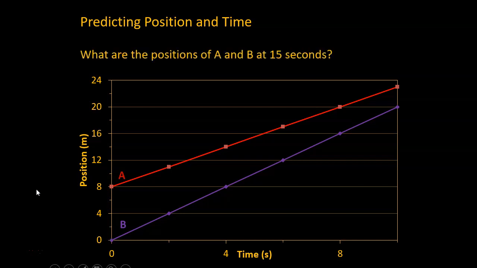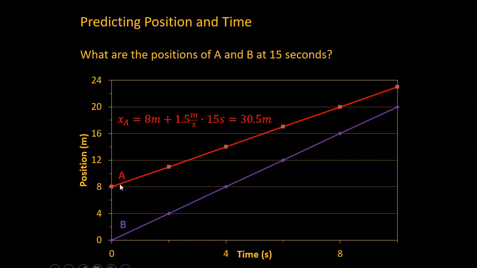Well, a question we might get is, what are the positions of A and B at 15 seconds? Well, our graph only goes to 10 seconds, so we can't read where they'll be from the graph, but we can use the graph to figure out or calculate our predicted time and position. So first, we want to see how far A is going to be. And we start with A's starting position, which was 8 meters.